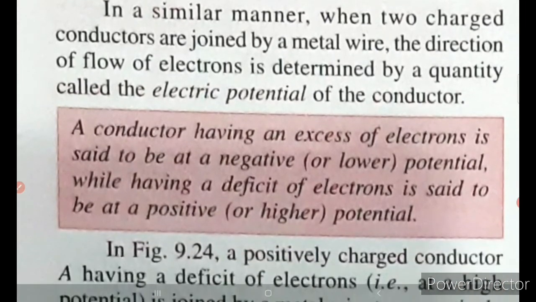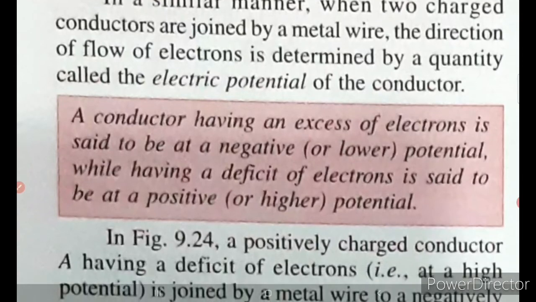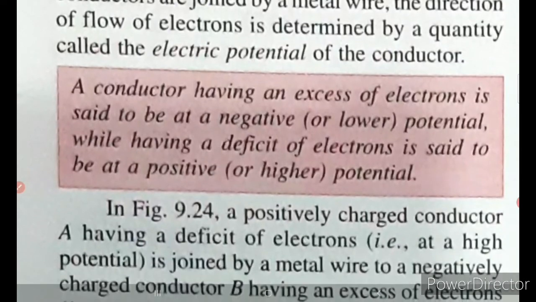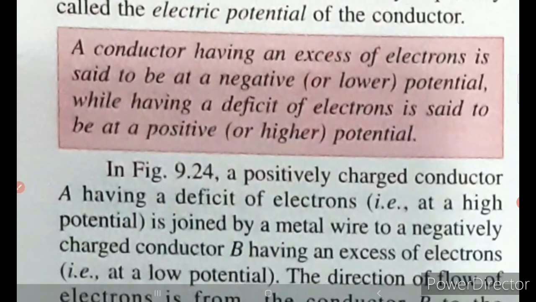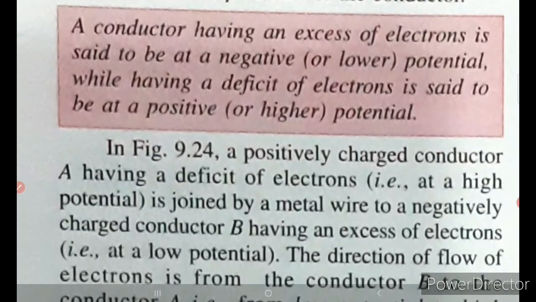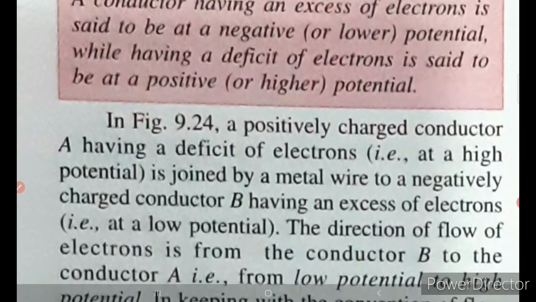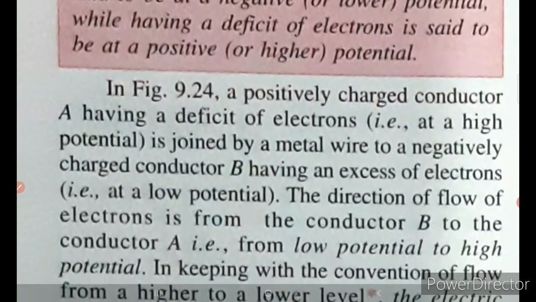In figure 9.24, a positively charged conductor A, having a deficit of electrons, is at a higher potential. It is joined by a metal wire to a negatively charged conductor B having an excess of electrons, that is at a lower potential. So the direction of the flow of electrons should be from conductor B to A, that is, from a low potential to the higher potential.